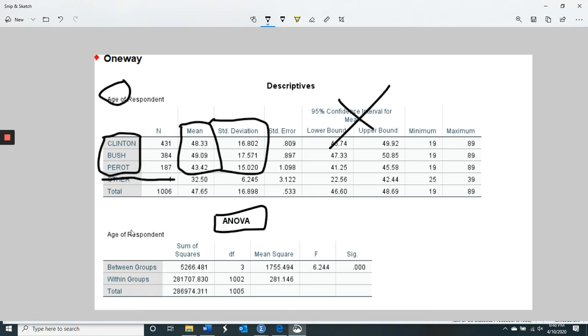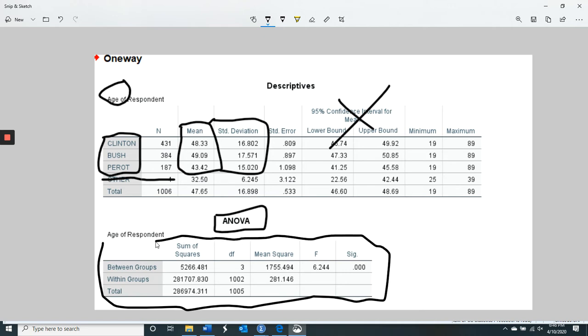So here's the ANOVA. This stuff should look really familiar. This is a summary table. This is an ANOVA summary table. And it looks just like the ANOVA summary table you did in your homework. So we have between groups variance, we have within groups variance, and then we have total. We have the sum of squares here. So sum of squares between, within, total.